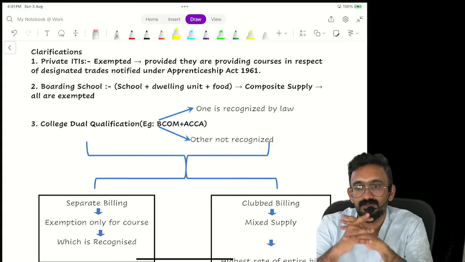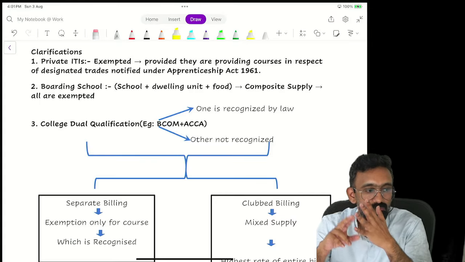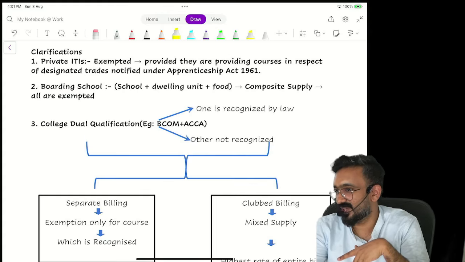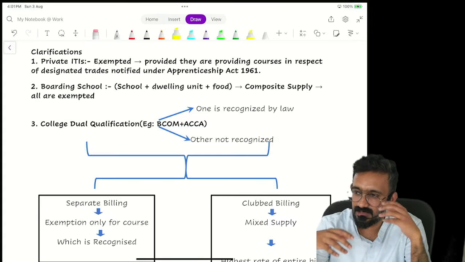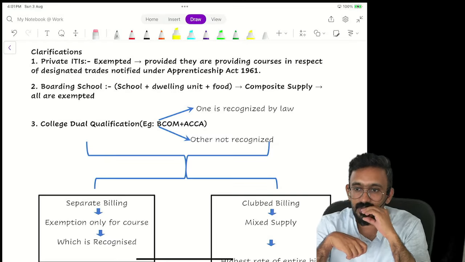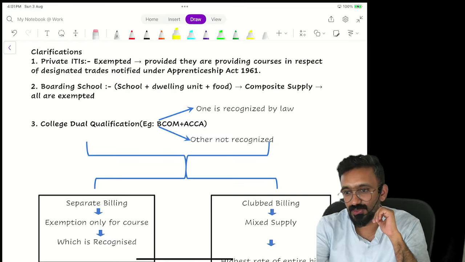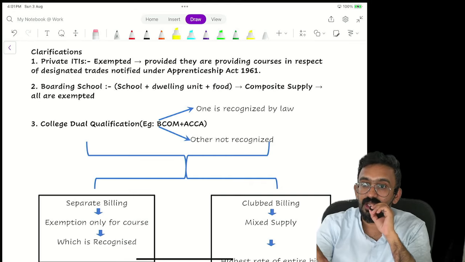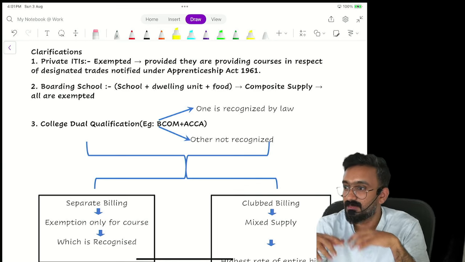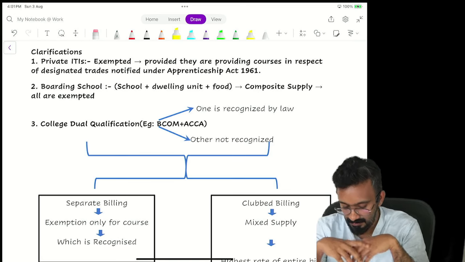Boarding school would get exemption. Boarding school has school, dwelling unit, food. Two ways in which you can analyze this. One, all of these are provided by an educational institution to students, exempt. Second interpretation, all of these are a composite supply. Principal supply is education, exempt.